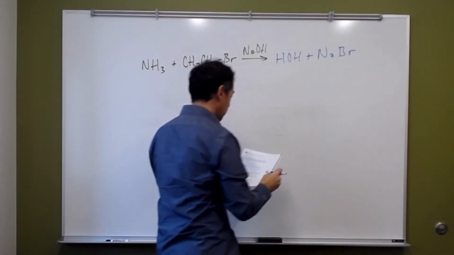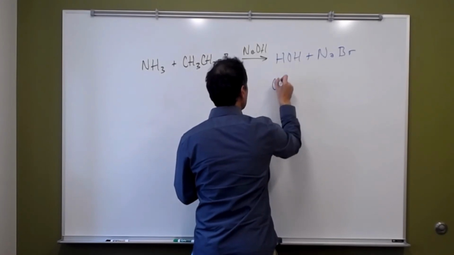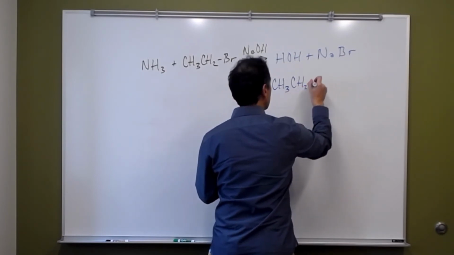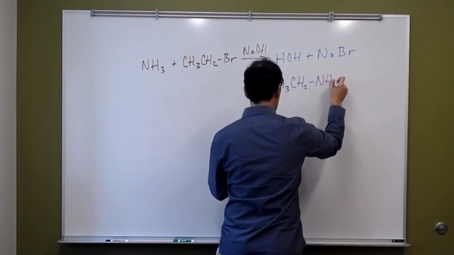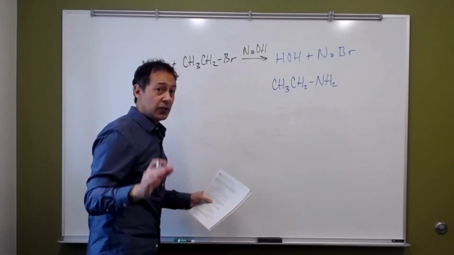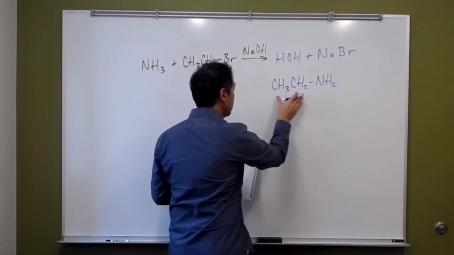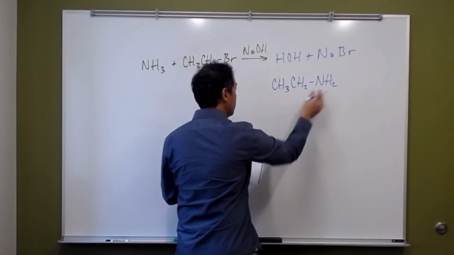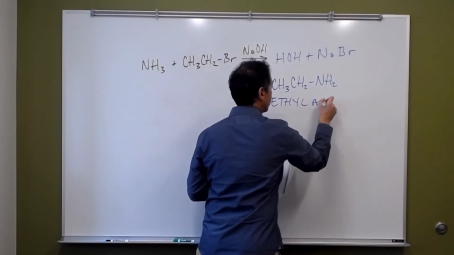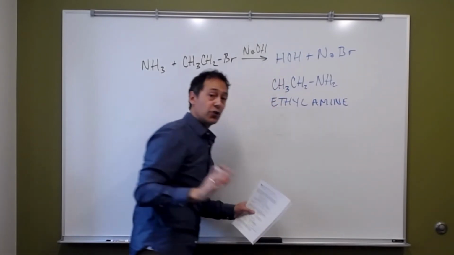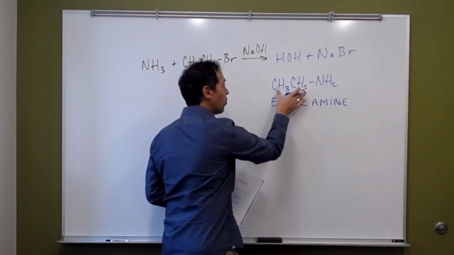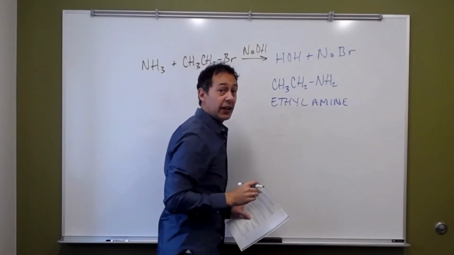Okay, so then our product becomes CH3CH2NH2. And the name for this, naming these amines, is going to be ethylamine. This is just one word, and this would be a primary amine, and that is to say there's only one carbon group coming off of that nitrogen.